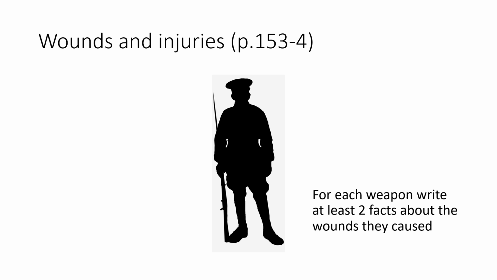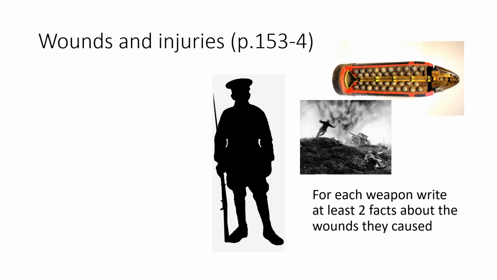So the first type of wound and injury were caused by shells and shrapnel, and you can see the top picture shows a World War I shell, and inside there are metal balls that when this shell explodes, like you can see in the bottom picture, hits the ground or hits something, it will shatter, it will break open, and these small balls will fly through the air.